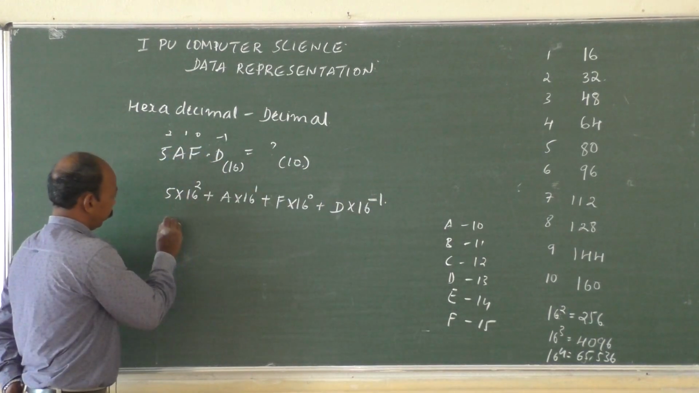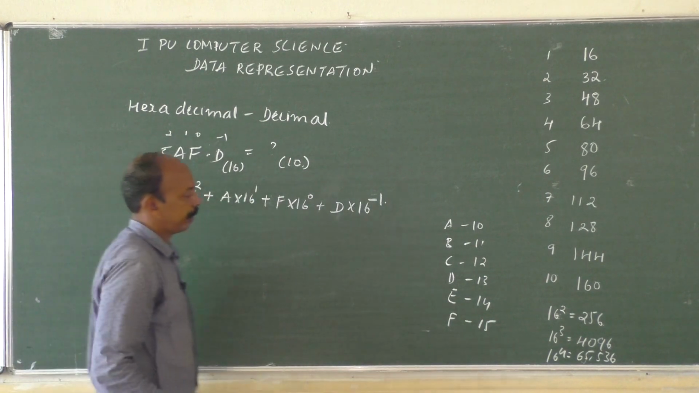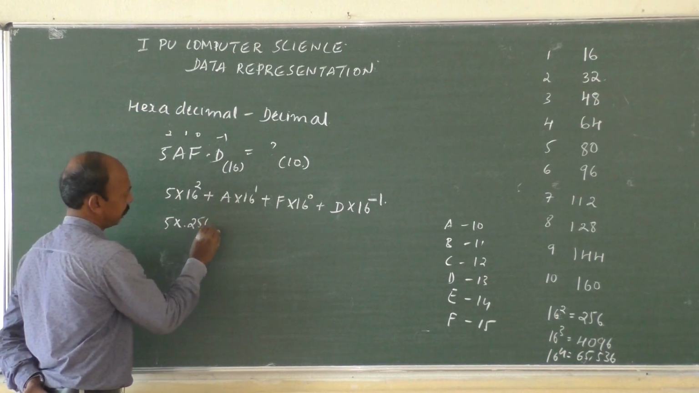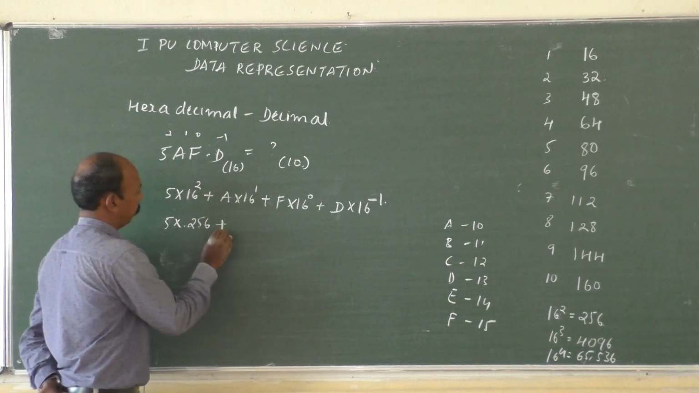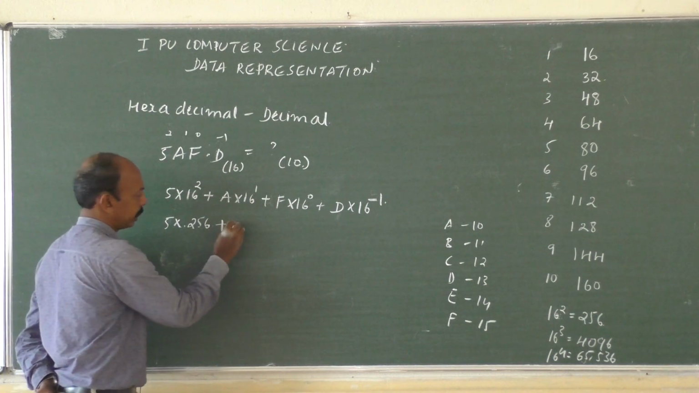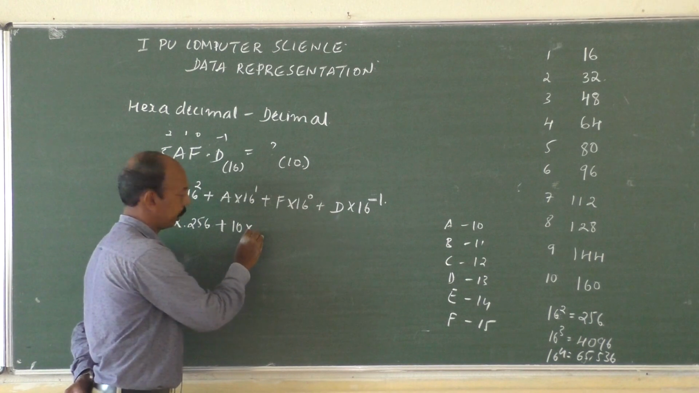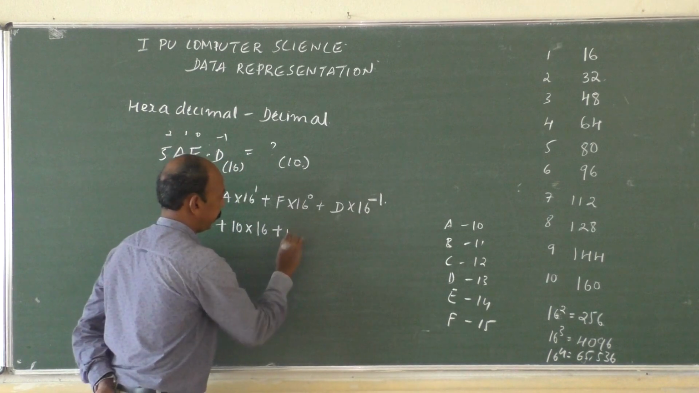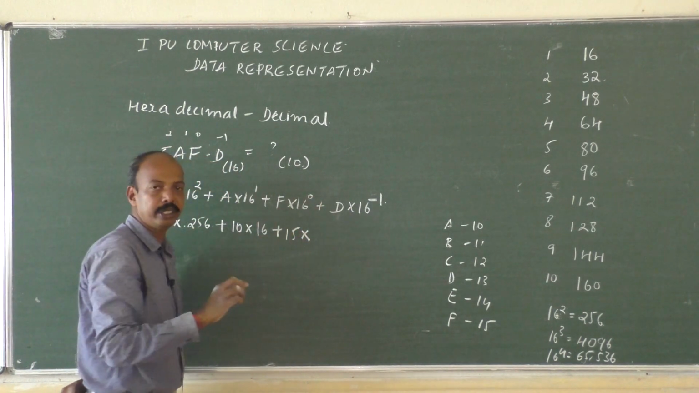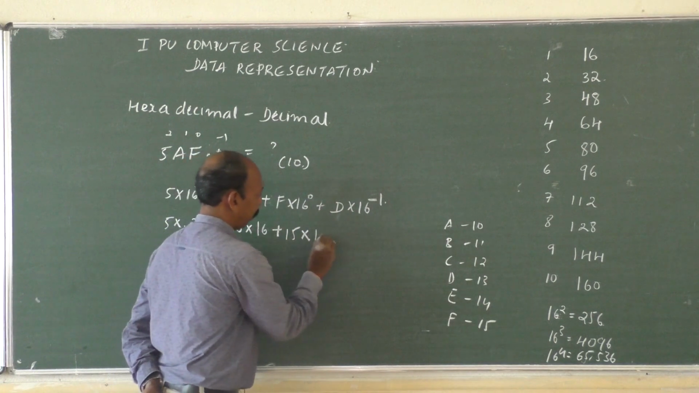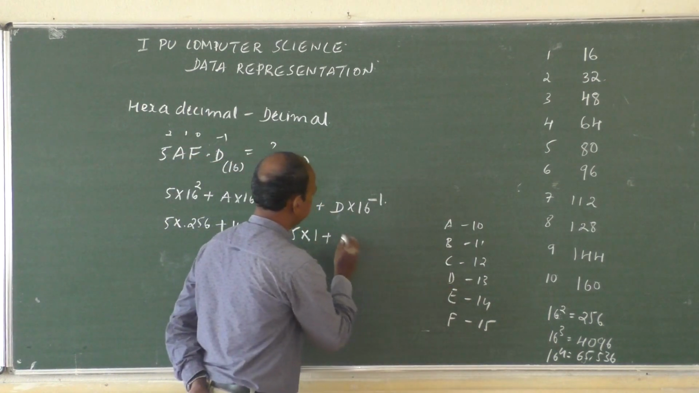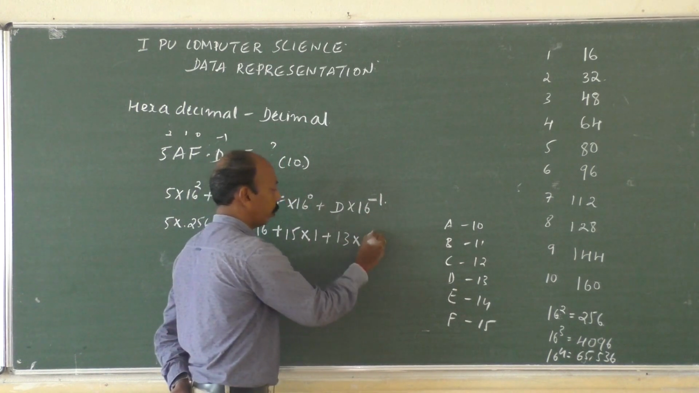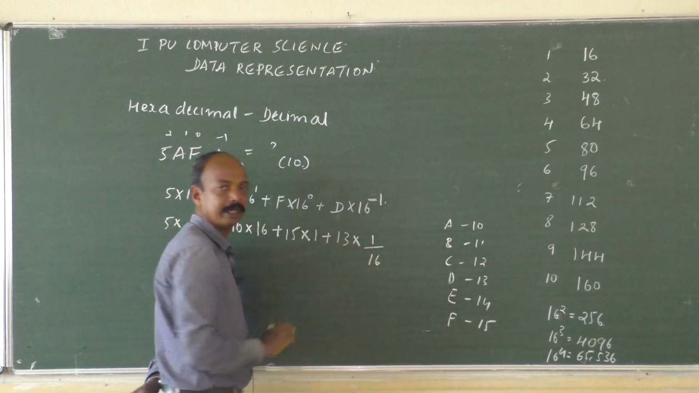Now 5 into 16 square, remember that is 256. In the next step, A is 10 into 16 to the power 1, which is 16, plus F is 15 into 16 to the power 0, anything to the power 0 is 1, plus D is 13 into 16 to the power minus 1. What does it mean? 1 by 16.